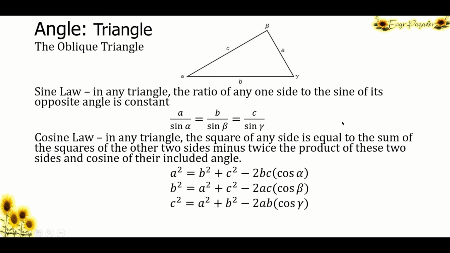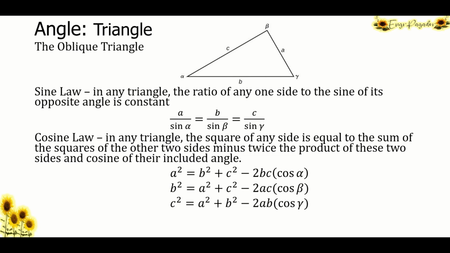Okay, so next one is the oblique triangle. In solving for an oblique triangle, we will use the sine law and cosine law. Sine law: in any triangle, the ratio of any one side to the sine of its opposite angle is constant.